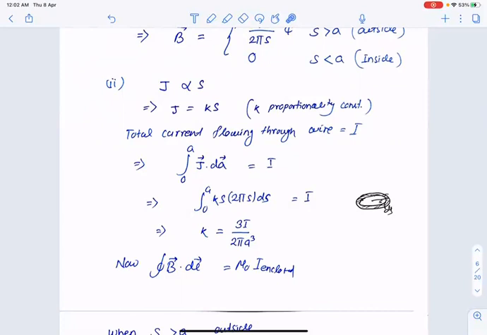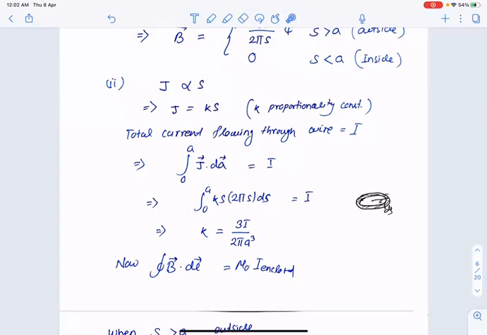So how do you get that? You take a thin shell, and this is your S, and that's your ds. Then the area of this particular shell will be nothing but 2 pi S ds. Now this one you integrate from 0 to A, and J is nothing but Ks. If you do all the algebra, you calculate the proportionality constant K as 3I by 2 pi A cubed.